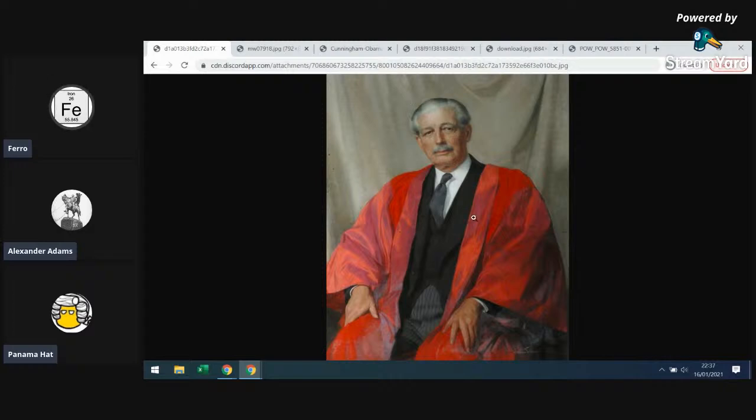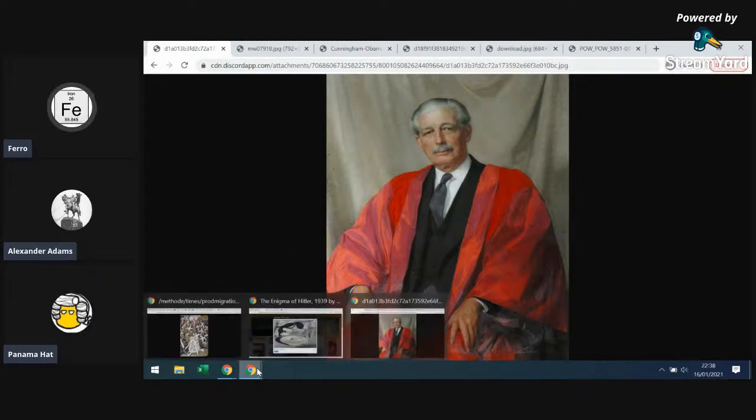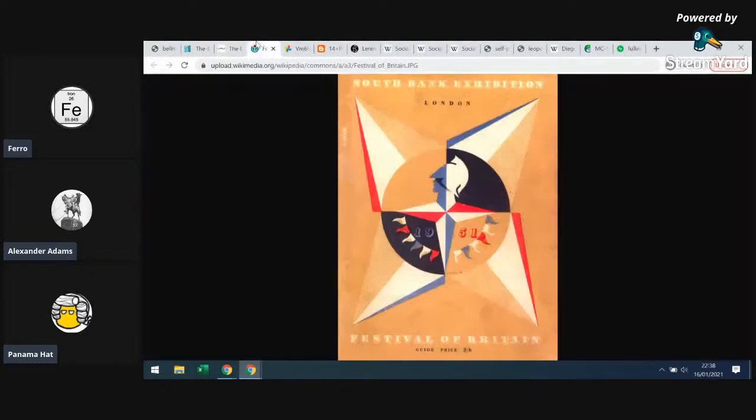It's interesting how they were still trying to show the prime minister in this quite Victorian style with his robes, even that late. Okay, rolling back a little bit, I've got some stuff on the 50s and specifically the Festival of Britain.